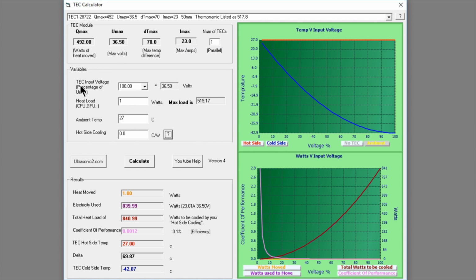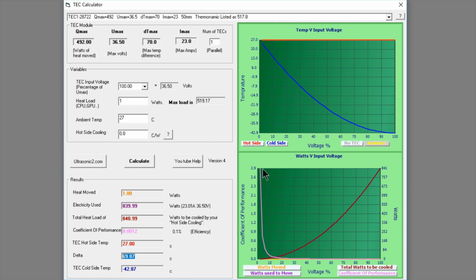So here we have a TEC. We've inputted 100% of UMAX, or 100% of the input voltage at the desired temperature. We're moving 1 watt, and down here we have heat moved and electricity used, and this is the combination of both, because if you're trying to cool it, you need to cool the heat you're going to move plus the electricity used, which is only 1 watt difference at the moment. Down here we have a coefficient of performance, or your efficiency, and it is a mind-blowingly bad 0.1%. We have the temperature deltas down here, a fantastic delta.